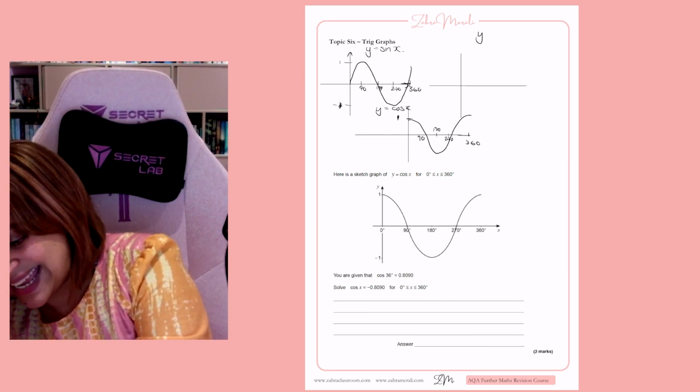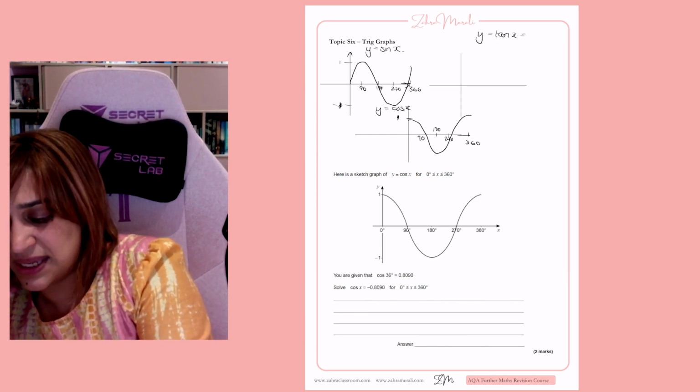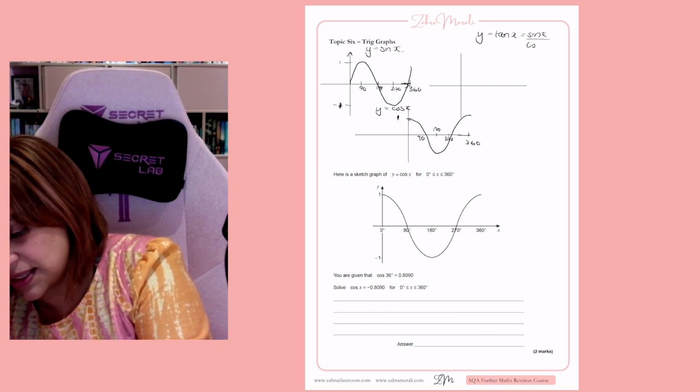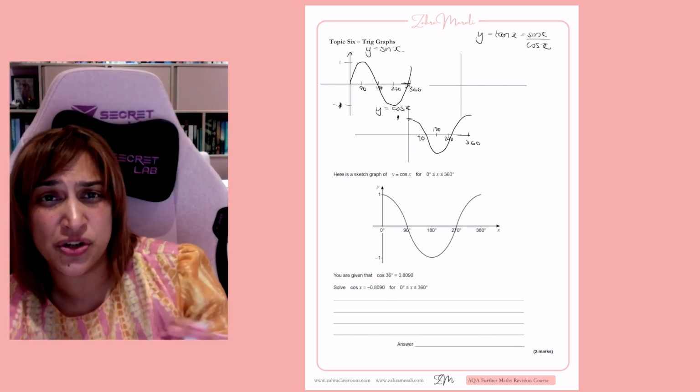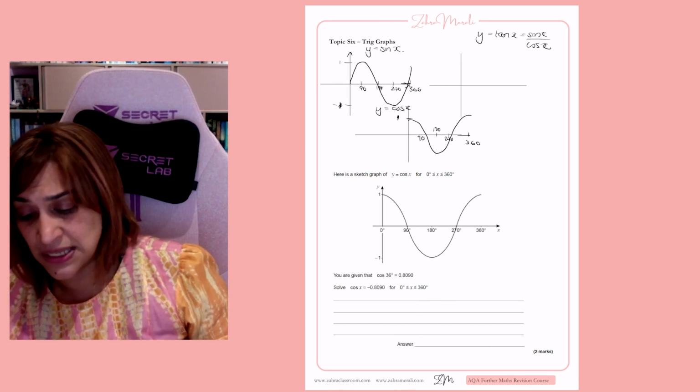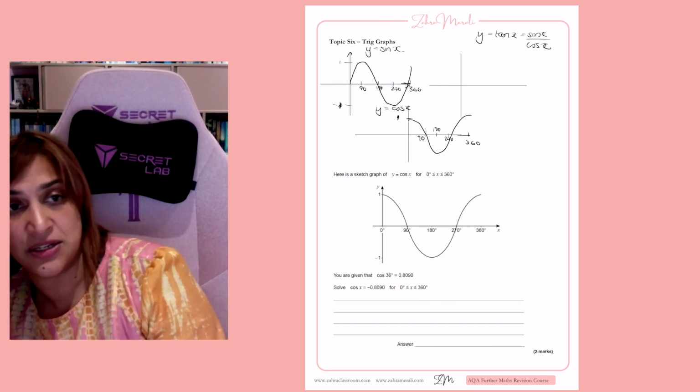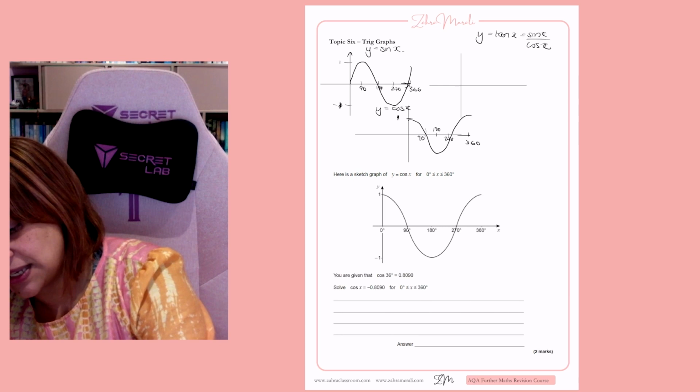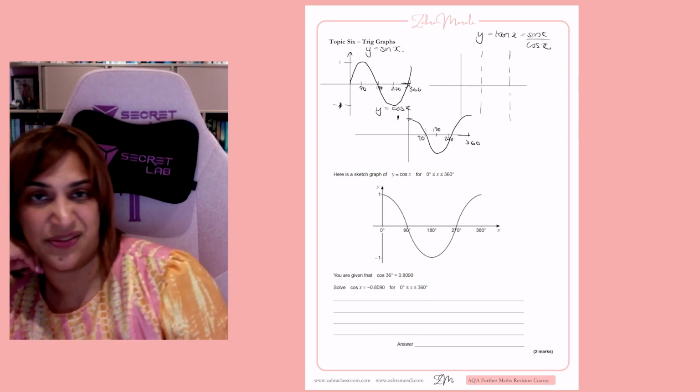Now tan x is actually the same as sine x over cos x. We know it's illegal and totally wrong to divide by 0. So wherever cos x is 0, which is 90 and 270, you're going to get what we call asymptotes. It's definitely not going to go through that.